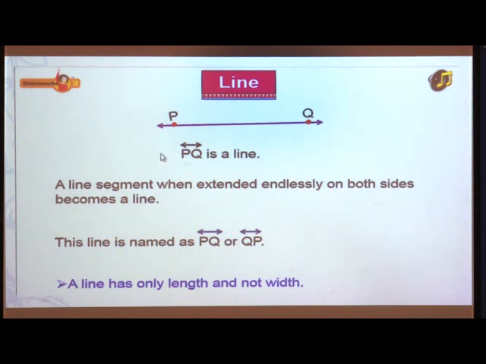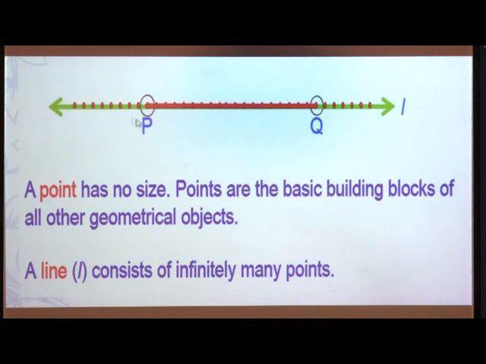So, a line can be extended from both the sides, and a line is denoted or named as line PQ or line QP. On the top of the PQ, we can give the symbol of the line. Let us see more about a line. A point has no size.